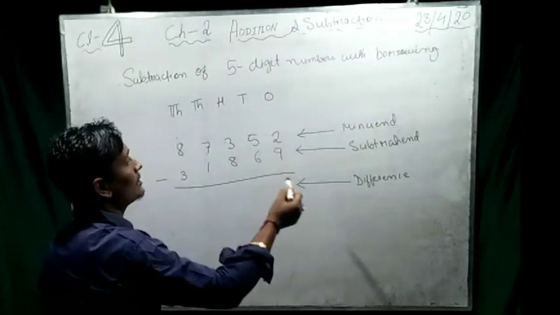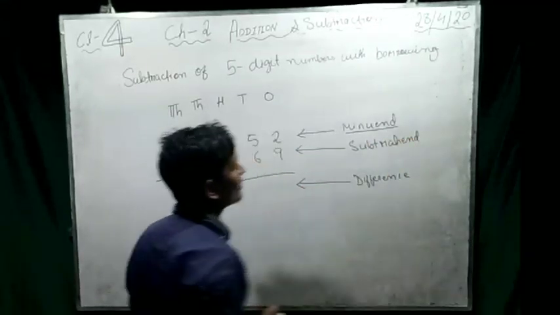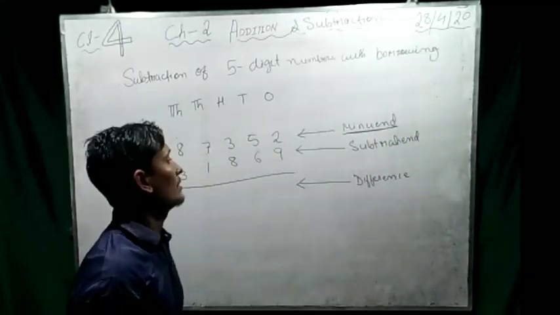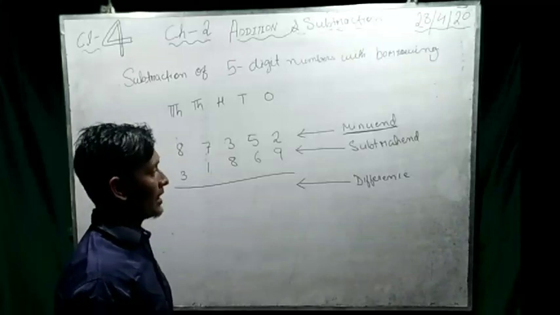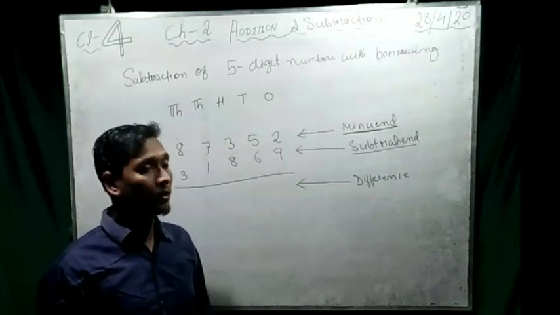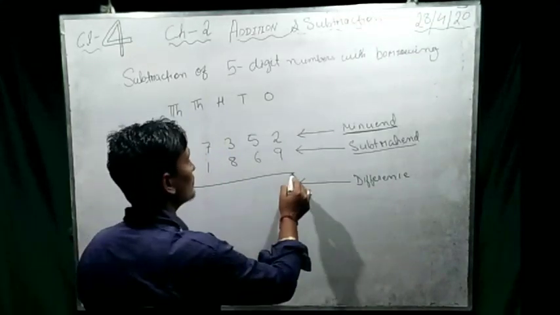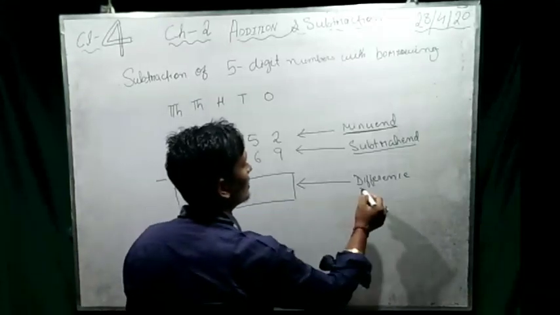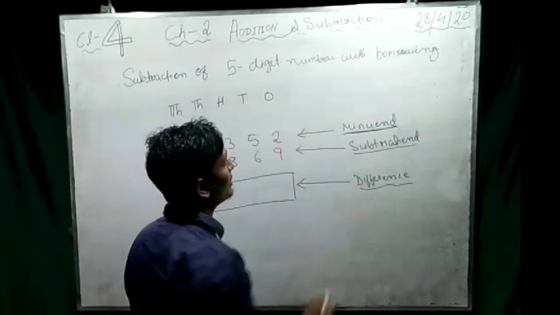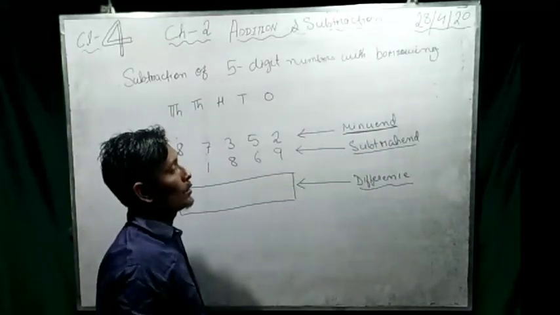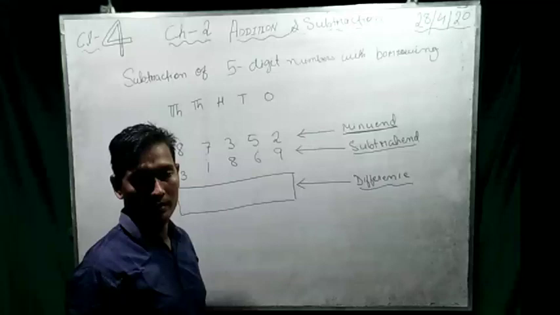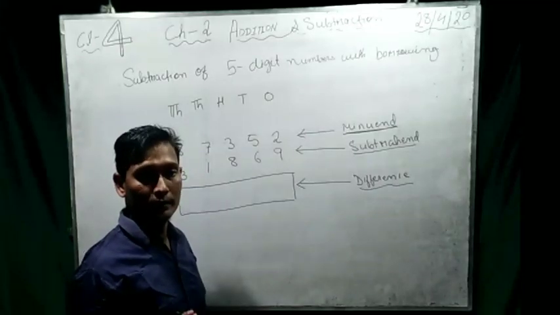The upper number is called minuend. The upper number is known as minuend, and the lower number, the one we have to subtract, is known as subtrahend. And the answer that we get is known as difference. Clear? In subtraction, the upper number is known as minuend and the bottom number is known as subtrahend, and the answer we get is our difference.